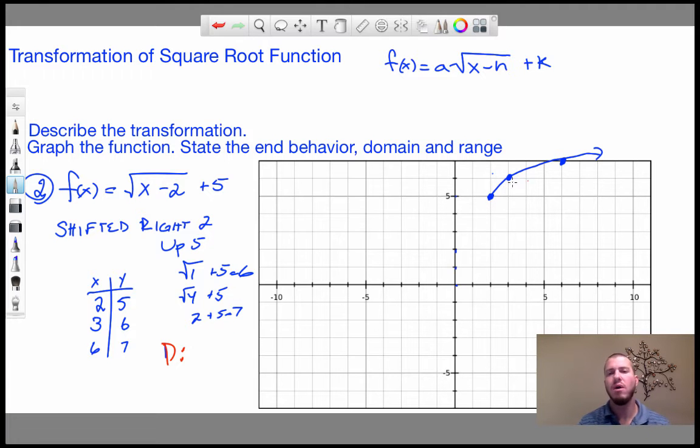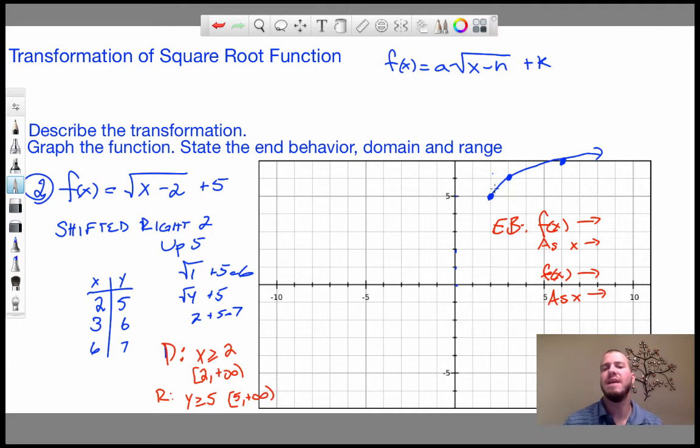We didn't talk about the end behavior yet, so let me go to the domain and range and we'll come back to the end behavior. So my domain, looking at the graph, all the x values are going to the right from when x is 2. So that means x is greater than or equal to 2, or in interval notation, 2 to positive infinity. And my range is going to be all the y values greater than 5. So y is greater than or equal to 5, or from 5 to positive infinity.